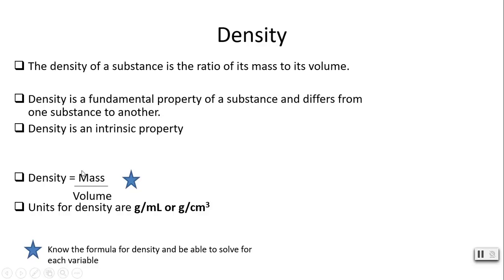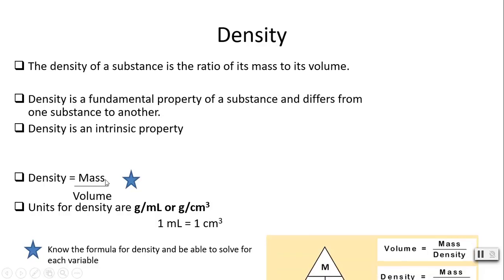So density, as I said, it's mass divided by volume. Units are typically expressed in grams per mil or grams per centimeter cubed. And whatever that value is in grams per mil is going to be the same in terms of grams per centimeter cubed, because 1 milliliter is the same as 1 centimeter cubed. So you should feel comfortable seeing these units and realizing that they are units associated with density.